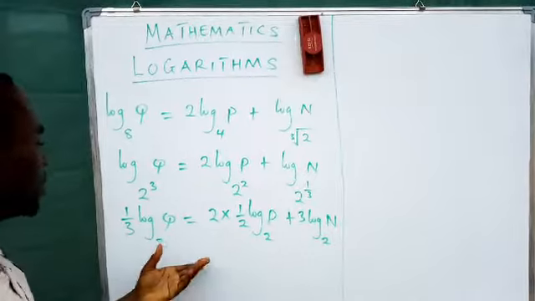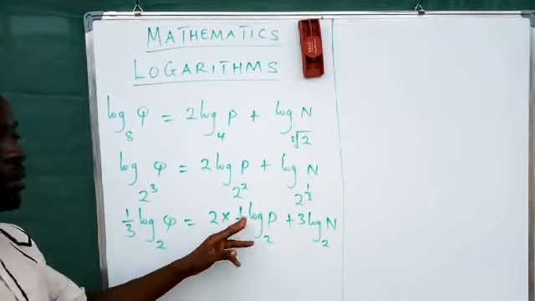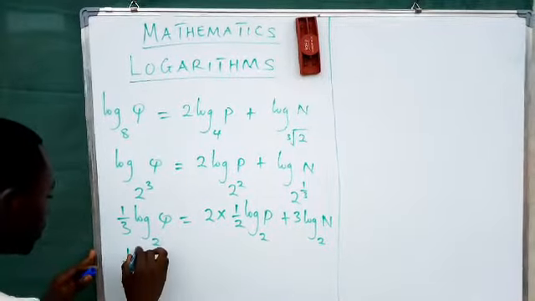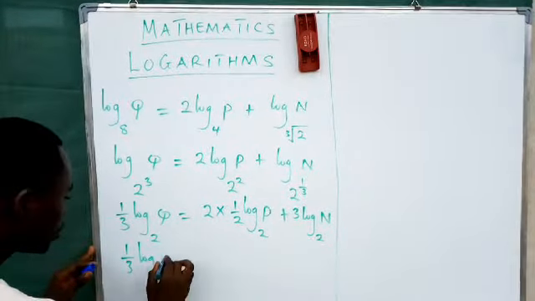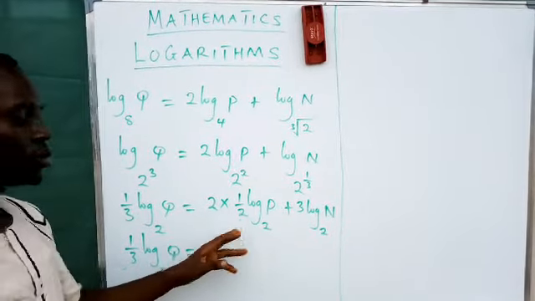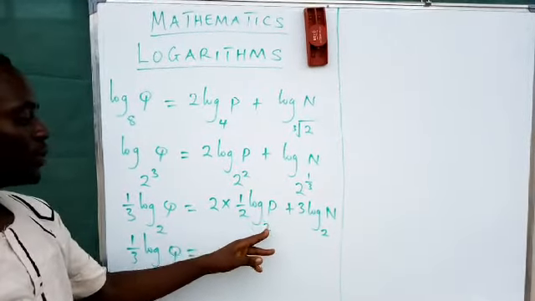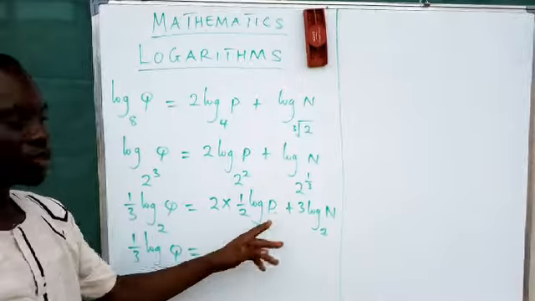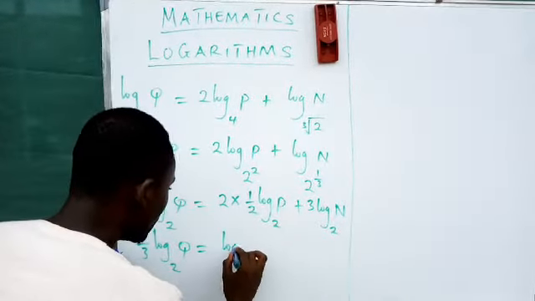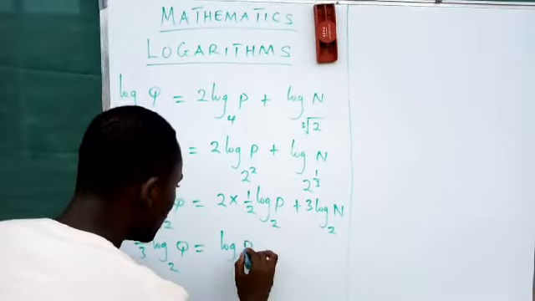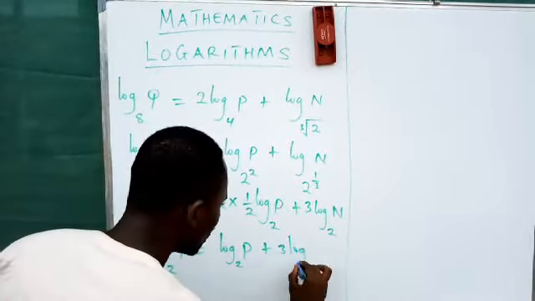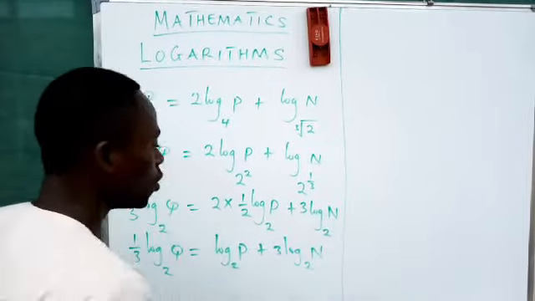So the next step now is to simplify 2 multiplied by 1 over 2. So the first term here still remains 1 over 3 logarithm to base 2 of q, equal to 2 multiplied by half, which is going to give us 1. 1 multiplied by logarithm to base 2 of p gives us logarithm to base 2 of p. So we have logarithm to base 2 of p plus 3 multiplied by logarithm to base 2 of n.